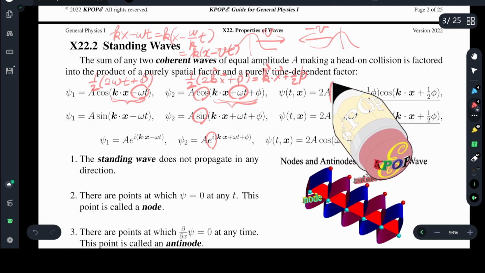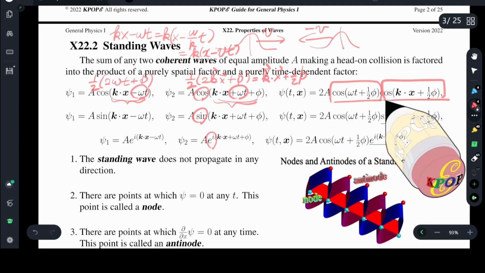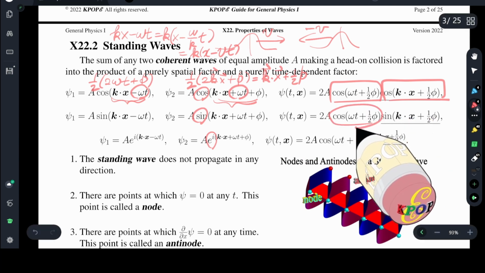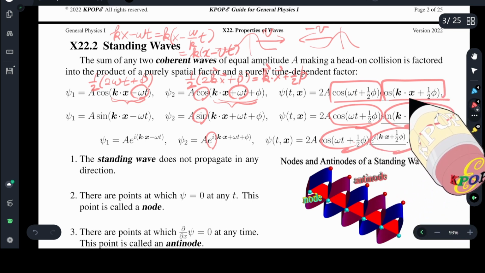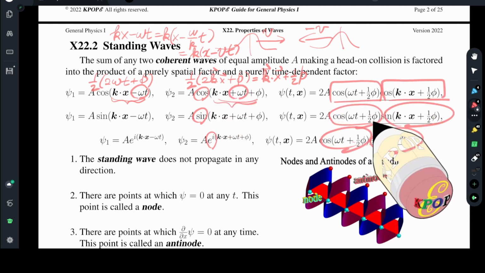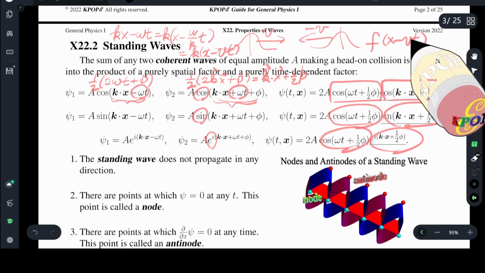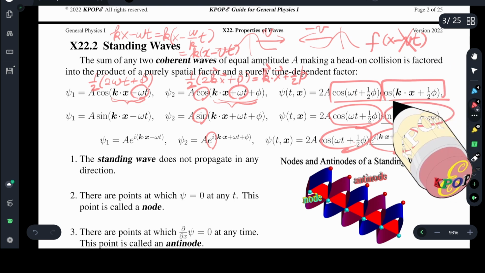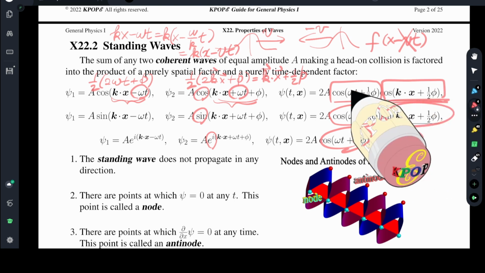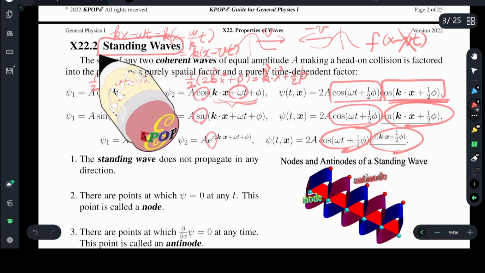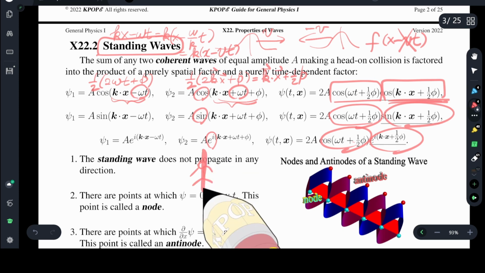An important point here is that time dependence and spatial dependence are separated as a product: time, space, time, space. This means that this wave function is not of the form x minus vt. Here v is 0, therefore it is not propagating. That's the reason why we say it is a standing wave. It's standing, up and down, up and down.